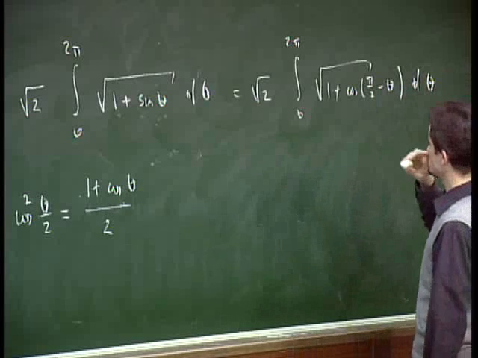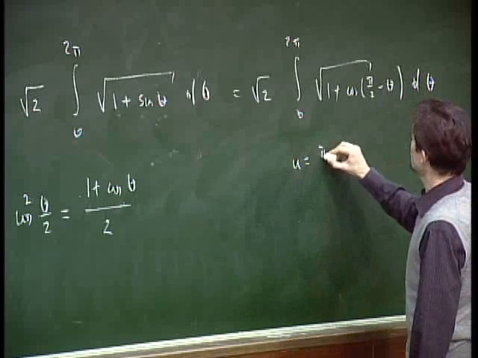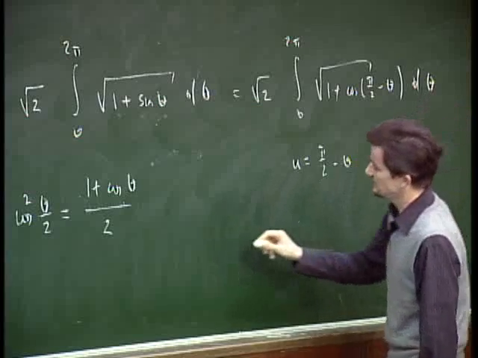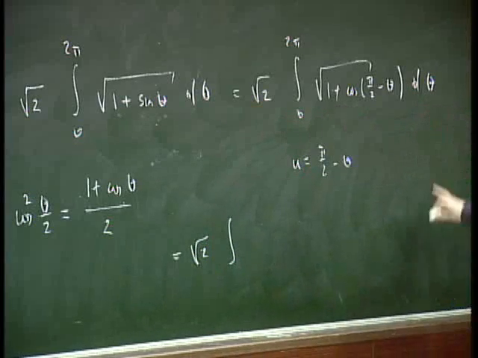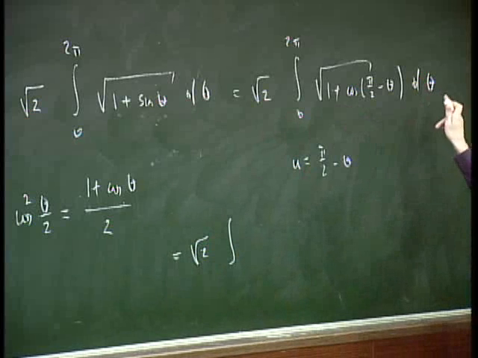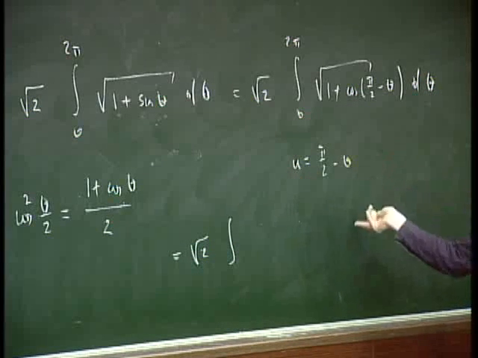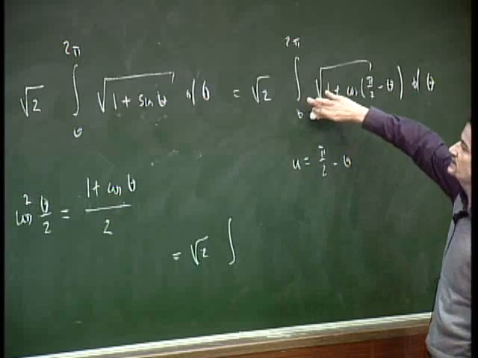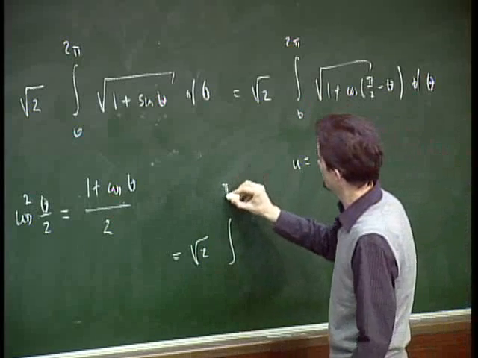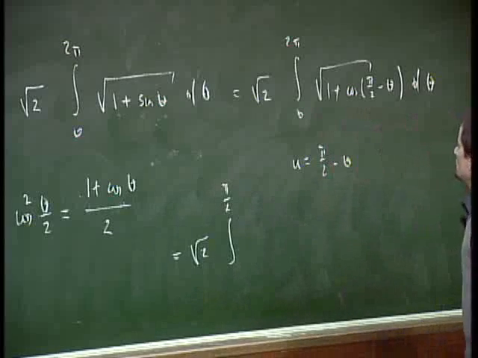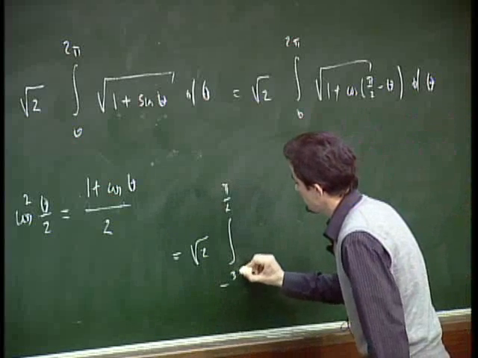Okay, now you substitute u equals pi half minus theta, so you have here the square root of 2. Now, from the d theta, the minus d theta is du, so you get a minus, so we already interchange upper and lower limit, so you have here pi half, and here you have minus 3 pi half.